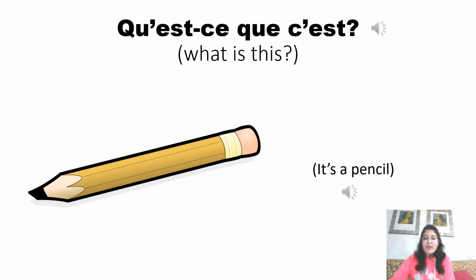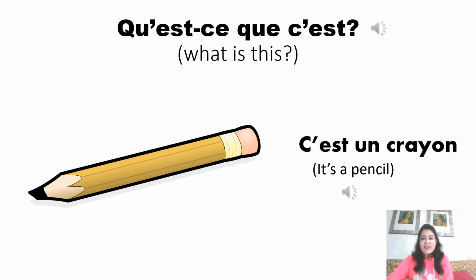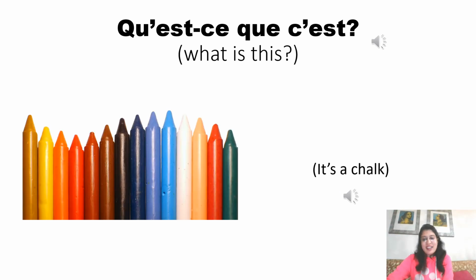C'est un crayon. C'est un crayon. Now listen to the pronunciation of the native French speaker. Qu'est-ce que c'est? Again. Qu'est-ce que c'est? Now listen to the pronunciation of the native French speaker. C'est un crayon. Again, c'est un crayon. Qu'est-ce que c'est?